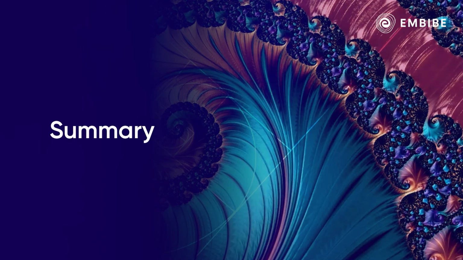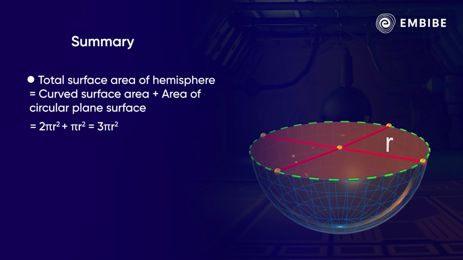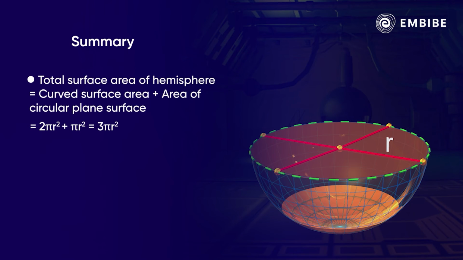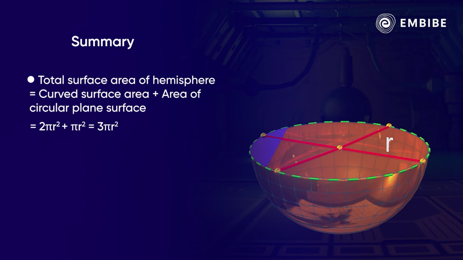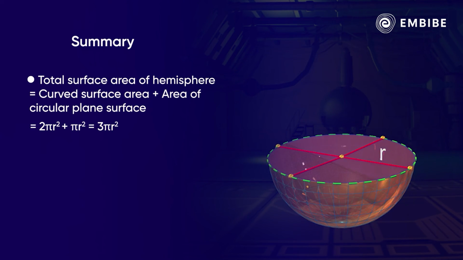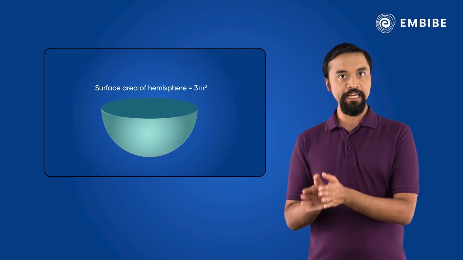Let's summarize. We have learned total surface area of hemisphere is equal to curved surface area plus area of circular plane surface, which is equal to 2 pi r square plus pi r square, equal to 3 pi r square. In this video, we've learned about the surface area of a hemisphere.